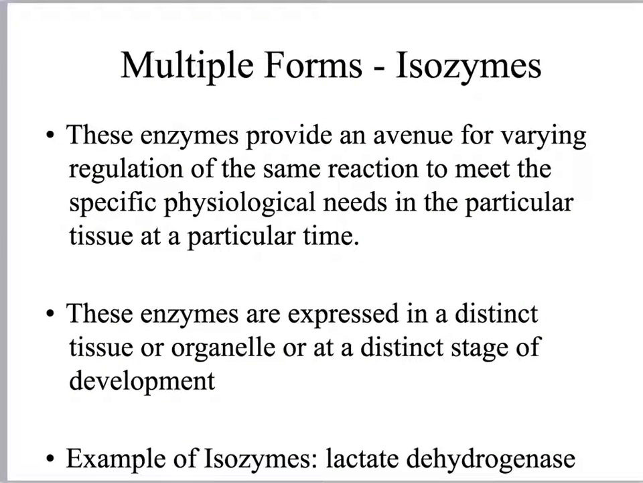The next example is multiple forms of enzymes present. So these things will form isozymes. Multiple forms are isozymes. These enzymes provide an avenue for varying regulation of the same reaction to meet specific physiological, so we're looking at physiological needs. And when we do this, we're looking at specific tissues at particular times or stages in development.